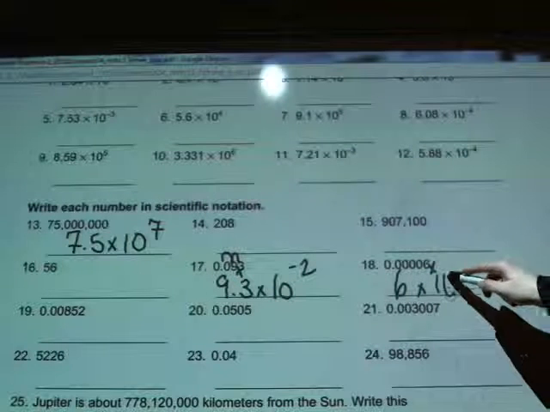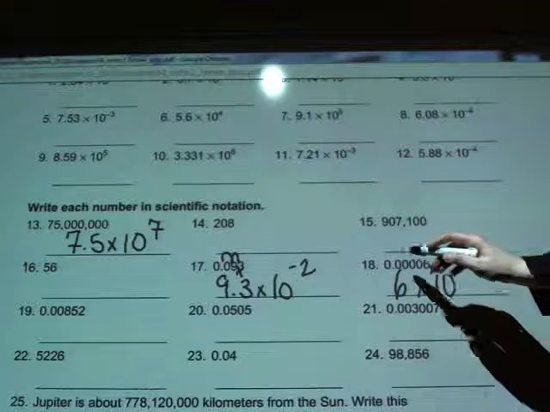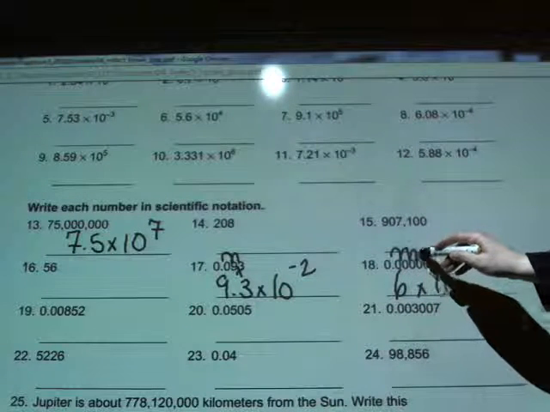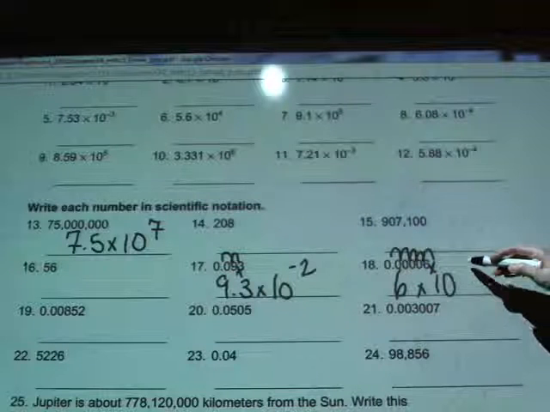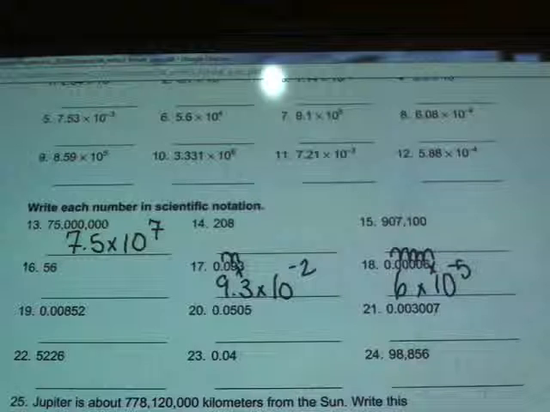Then it's always times 10, and then there's an exponent. The exponent is how many times we move the decimal to make this happen. So in doing this, we would move 1, 2, 3, 4, 5 times to the right. So the exponent is going to be negative 5, and we end up with 6 times 10 to the negative 5th. And again, you can use that same approach in 19, 20, 21, and 23.